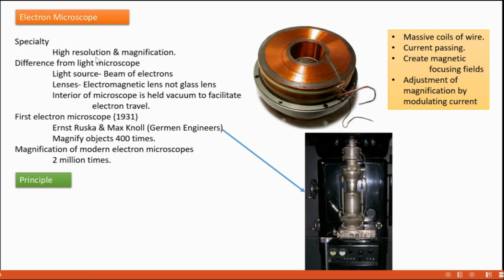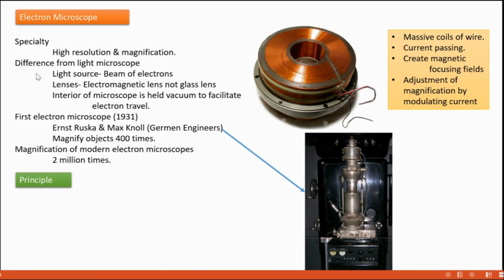Resolution, what is that? We already know. It is the ability to distinguish between two closely placed points as distinct ones. That ability is resolution. Then high resolution is a good ability to give a better magnification. So high resolution and magnification is the important speciality of electron microscope.